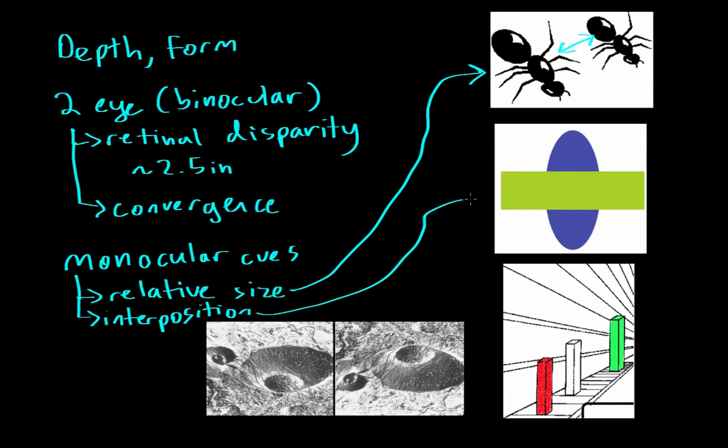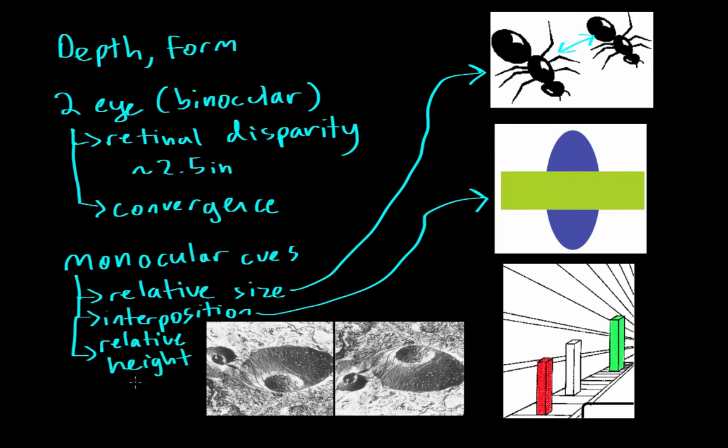Another monocular cue is something known as interposition. Interposition would be this example over here, where you only need one eye to see that this rectangle is in front of this oval. And we can infer that since the rectangle is in front of the oval, the rectangle is closer to us. Another monocular cue is relative height.